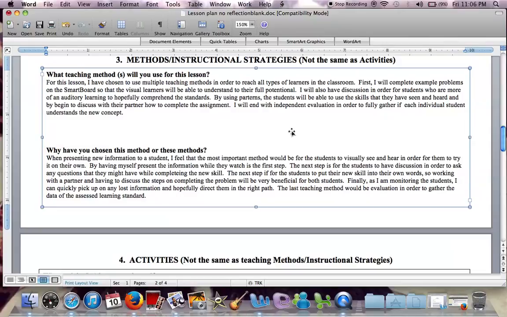The last teaching method would be evaluation in order to gather the data of the assessed learning standard. That is my lesson plan, sections 1 through 3.